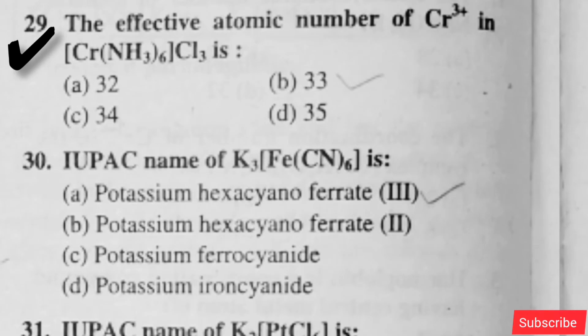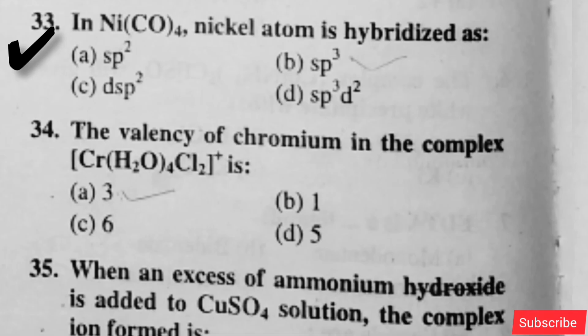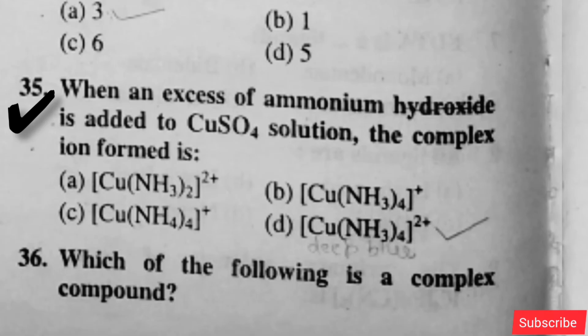29 question number है the effective atomic number of Cr3+ in this is. Option B is right. 30 number question है IUPAC name of this complex is. Option A is right. 31 है IUPAC name of this is. Option B is right. 32 number question है an example of hexadentate ligand is. Option C is right. 33 number question है Ni(CO)4 nickel atom is hybridized as. Option B is right. 34 question number है the valency of chromium in the complex this is. Option A is right. 35 number question है when an excess of ammonium hydroxide is added to CoSO4 solution the complex ion formed is. Option D is right. 36 number question है which of the following is a complex compound. Option B is right.